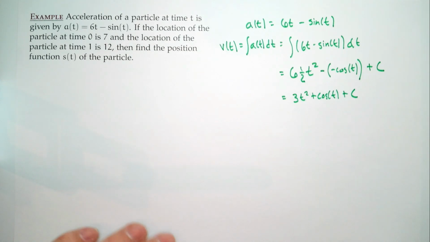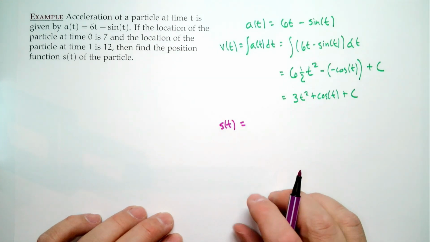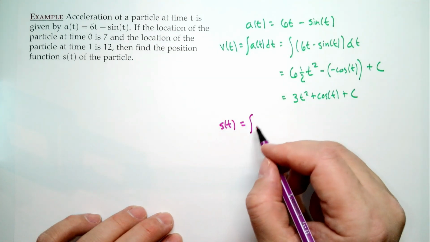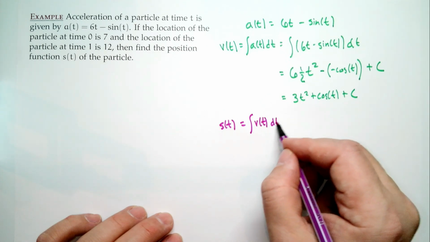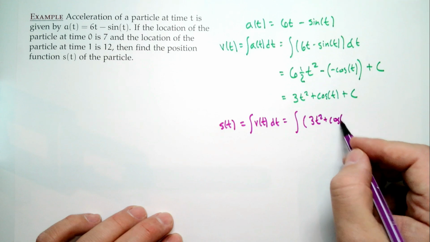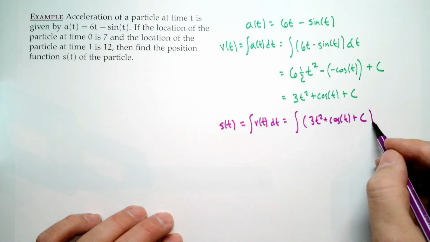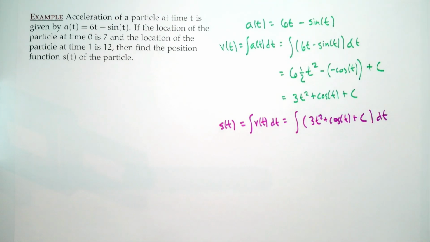Okay, so we're after our position. So how do we get from velocity to position? We're looking for the indefinite integral, or if you like, the antiderivative of velocity. So we're trying to look for the integral of 3t squared plus cosine of t plus c dt. Now you might be saying, am I allowed to integrate plus c? And the answer is, sure, why not? C is some constant number. I don't know what it is, but it's some constant. So I'm going to treat it like a constant. And then we can integrate.